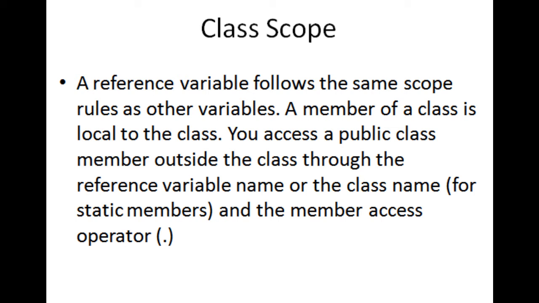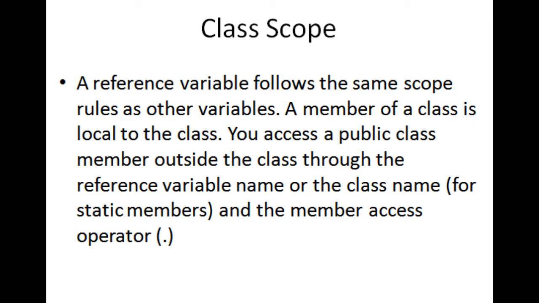Class scope. A reference variable follows the same scope rules as other variables. A member of a class is local to the class. You access a public class member outside the class through the reference variable name, or the class name for static members, and the member access operator dot.